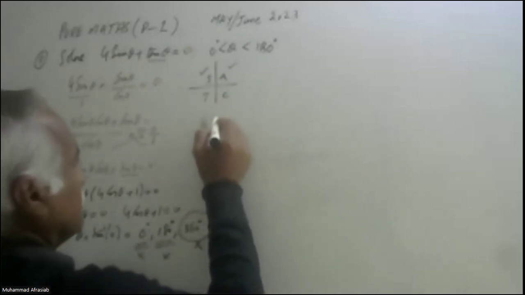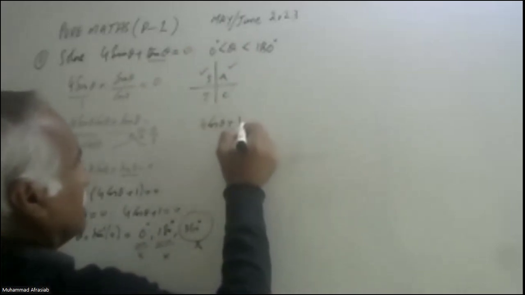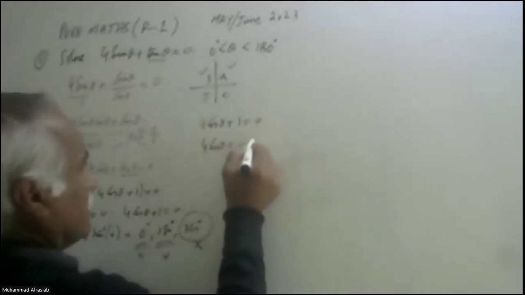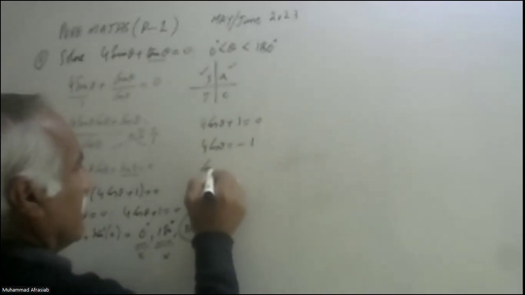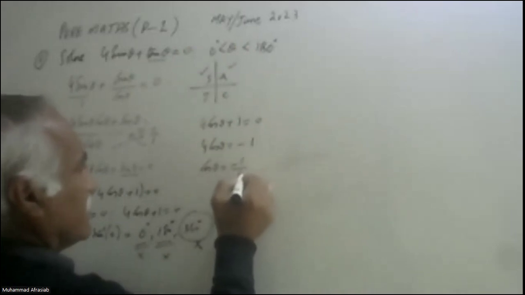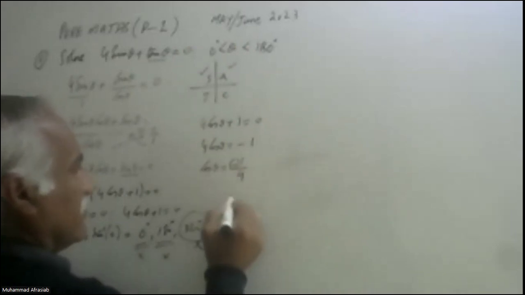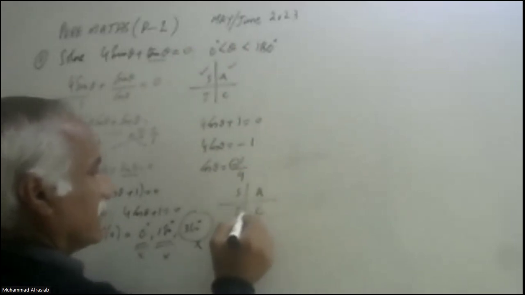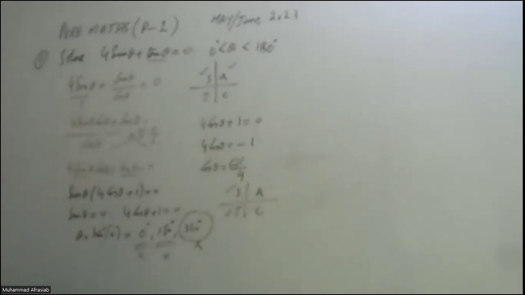Then the second part is 4 cos theta plus 1 equal to 0. So 4 cos theta is equal to minus 1 and cos theta is equal to minus 1 over 4. This minus sign indicates that if we use the quadrants, it is the second and the third quadrant, where cos is negative.